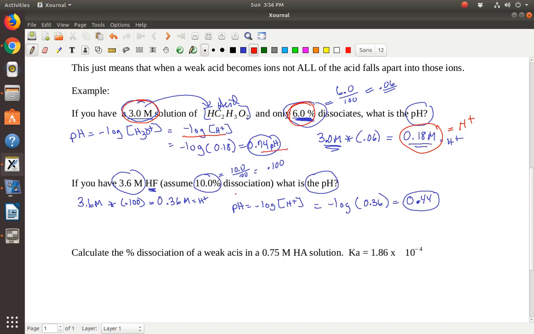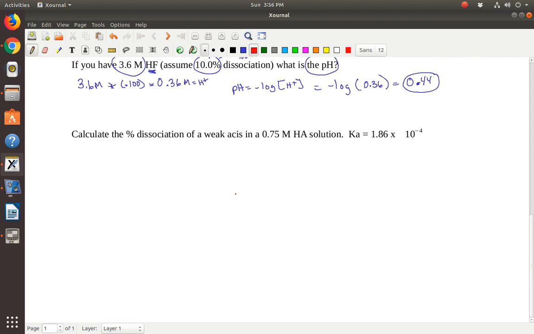Now let's do this next one. This one will be a little bit longer. Calculate the percent dissociation of a weak acid in a 0.75 molar HA solution, okay?